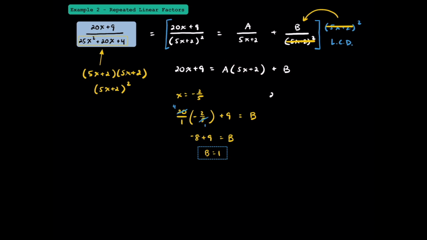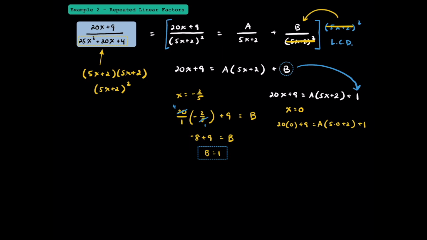Now that we know that b is equal to 1, we can write our equation as 20x + 9 is equal to a times (5x + 2) + 1. All we did was substitute in 1 for b. Now let's substitute in x equals 0. If we do that, we're going to get 20 times 0 plus 9 is equal to a times (5 times 0 + 2) + 1.